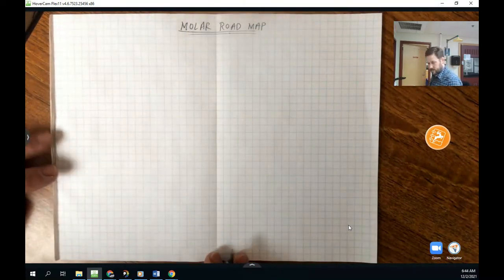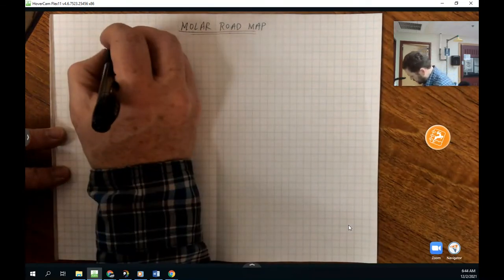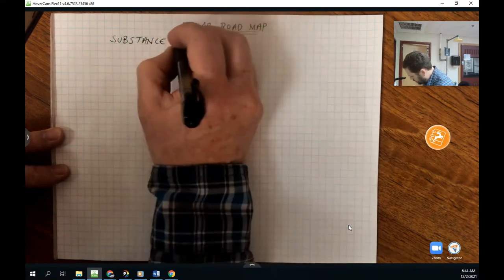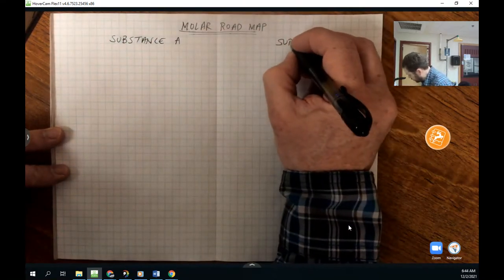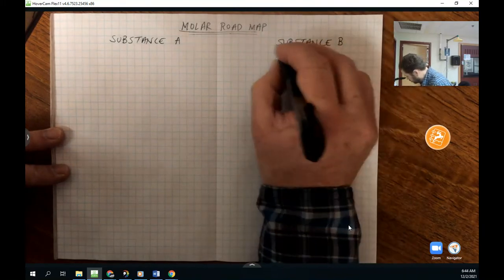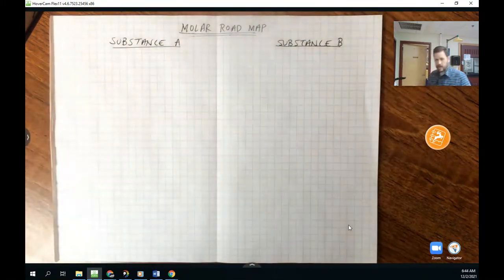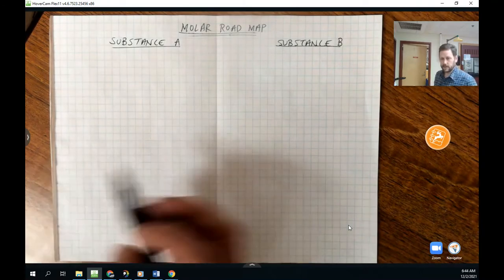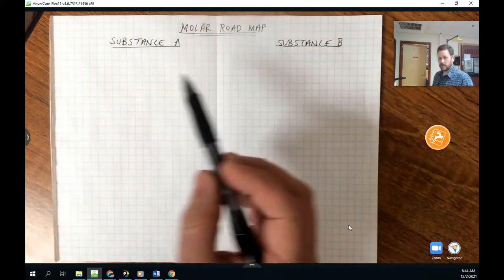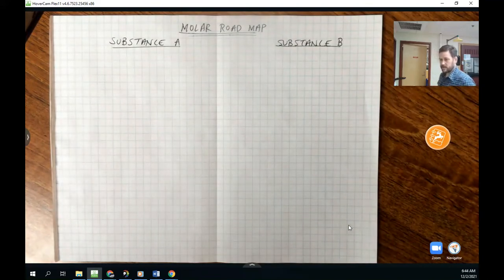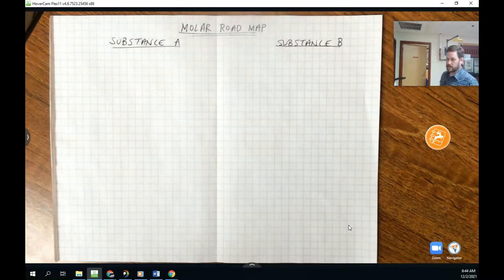The left-hand side of this is going to be labeled Substance A. And the right-hand side is going to be labeled Substance B. Now, for today, we're just going to focus on the Substance A side. But you'll see that eventually we'll learn how to convert between moles of one substance and moles of another substance, either in a chemical formula or in a balanced chemical equation.